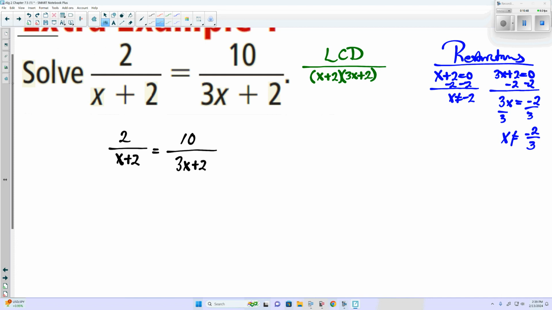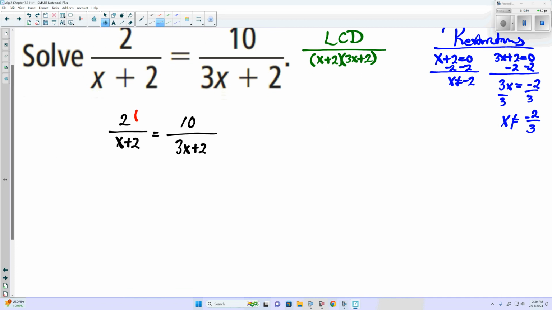So what we're going to be multiplying both of these by is what? Well, x plus 2 and 3x plus 2. Questions on this here? Questions on anything we've done so far?